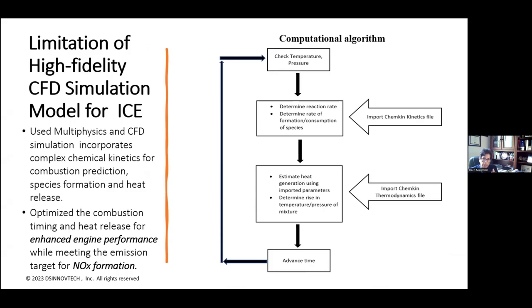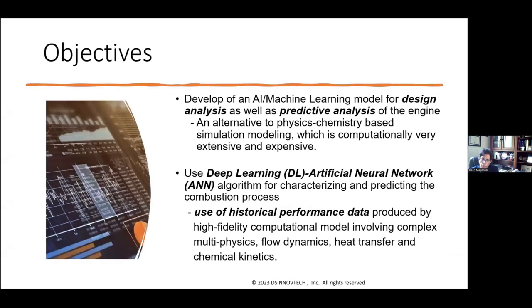The reason for that, you can see that we can solve the equation for physics, but then we have to look into the kinetics to see what kind of species will form there. Based on that we figure out how much heat is generated and what the temperature and pressure peaks are, and based on that we can feed that to the chemical model again and figure out what kind of species are forming and the temperature and pressure values, and then you advance the time. So it's a very rigorous process.